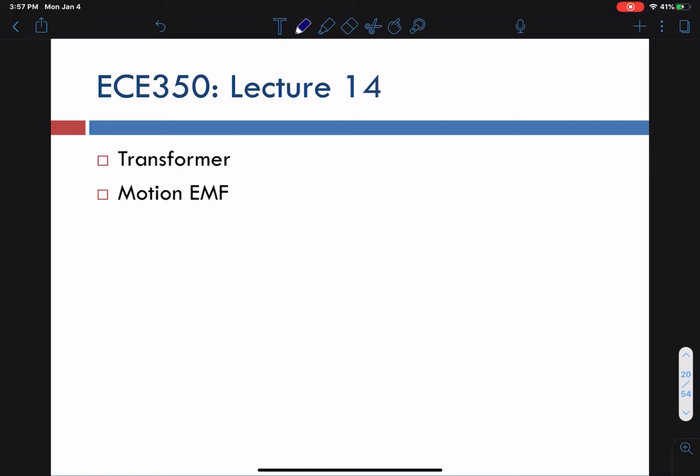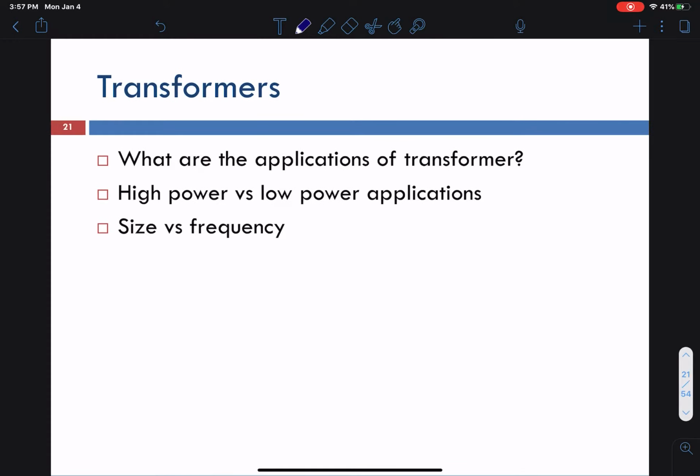This is lecture 14. In this lecture, we're going to talk about the transformer and motional EMF. Remember, in the last lecture we talked about transformer EMF. We're going to talk about motional EMF in this lecture.